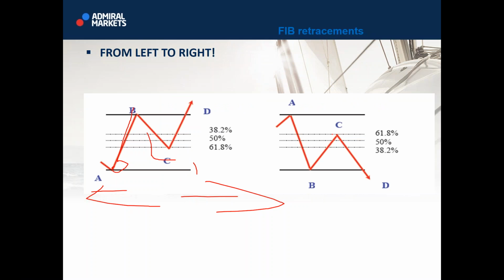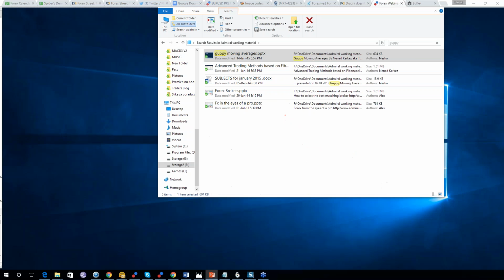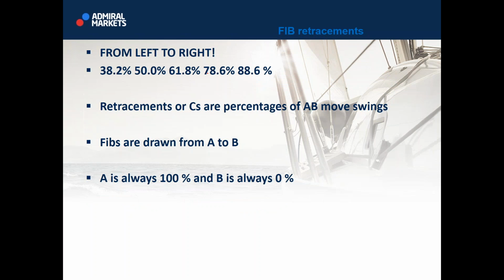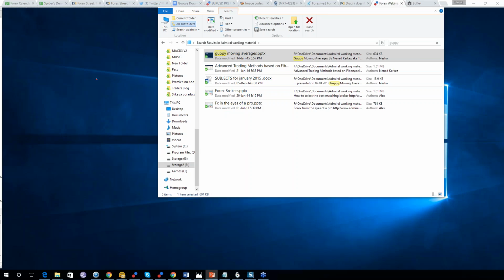Here, the same thing, from the top to the bottom, from left to right. Never ever from right to left. This is how it goes. Now, 38.2, 50, and 61.8 are standard Fibonacci numbers.